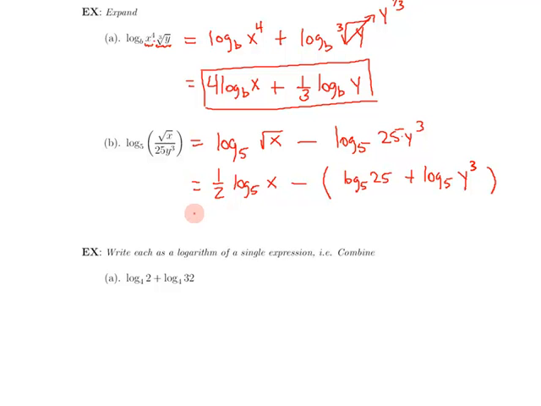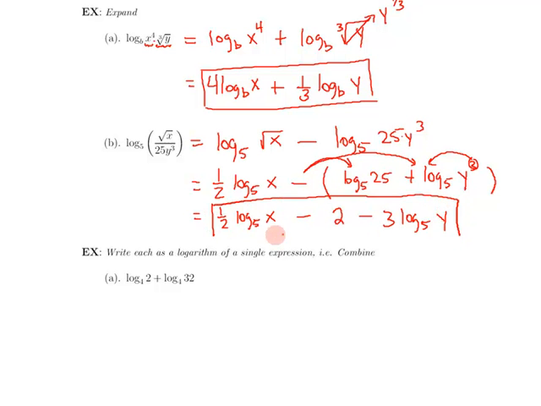Okay, now let's do this all together. We've got 1/2 log base 5 of x minus, if I apply the minus here. By the way, what is log base 5 of 25? 5 to what power gives me 25? The answer is 2. I also need to distribute the minus sign here, so I end up with a minus. But I can also pull the 3 out front, so I end up with 3 log base 5 of y. All my rules have been applied. I cannot apply any more, so that is my final answer.